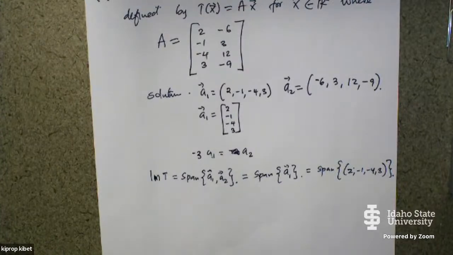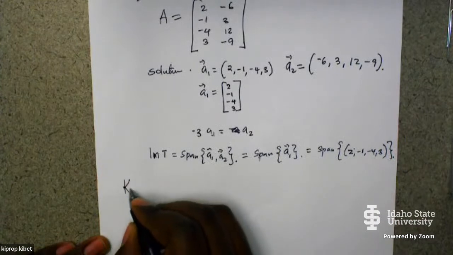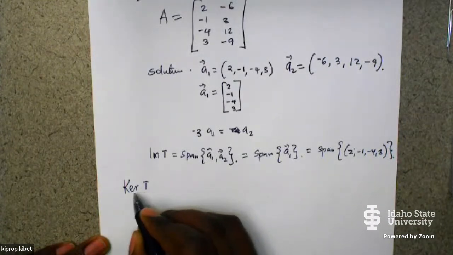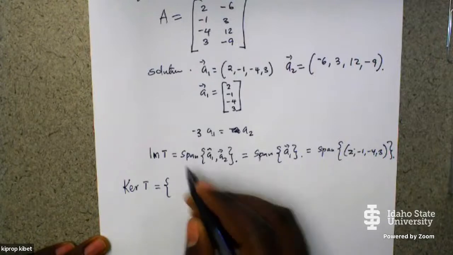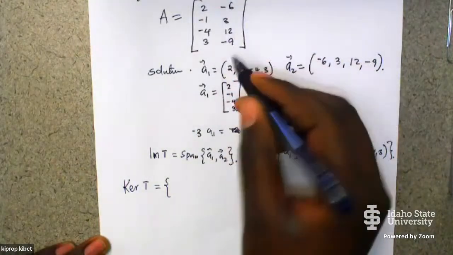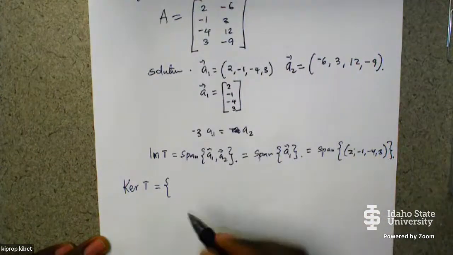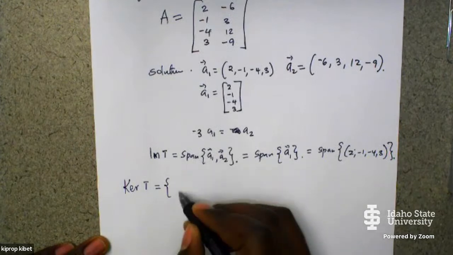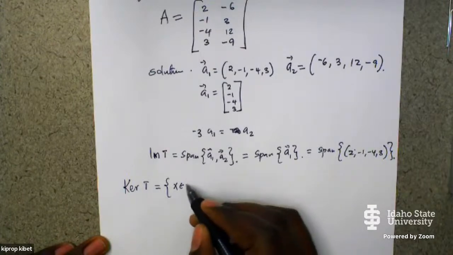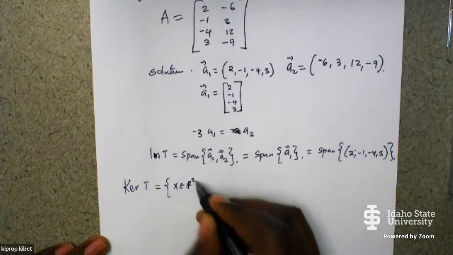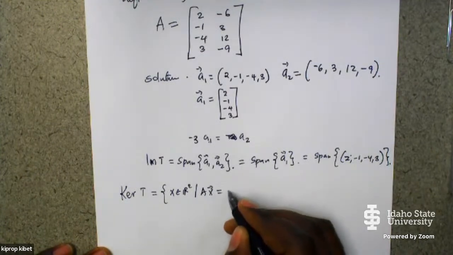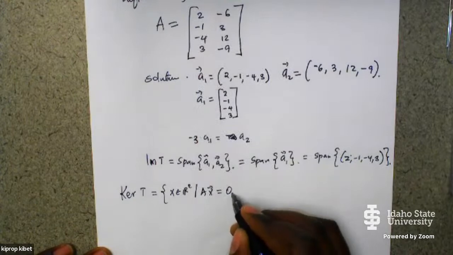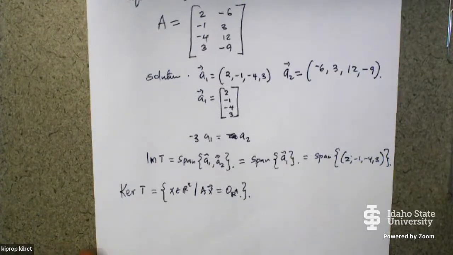Now, what is the kernel? So to get a kernel of T, if we take all these to be A1 and A2 and all that, then the kernel of T is equal to the solution set of x, which is in R2, such that AX equals 0, and that 0 is in R4.